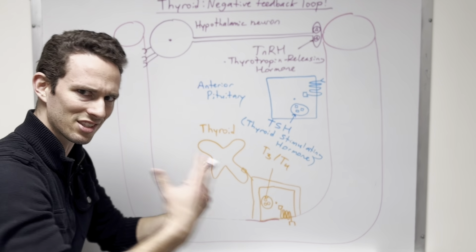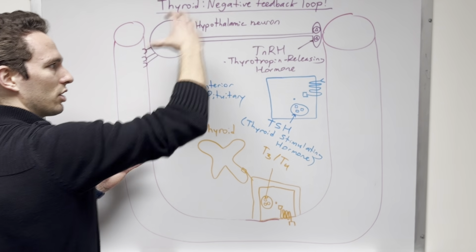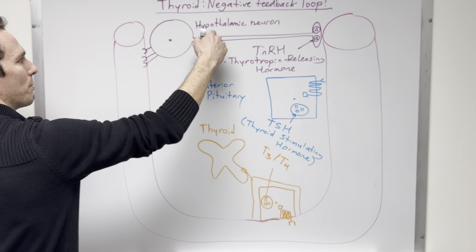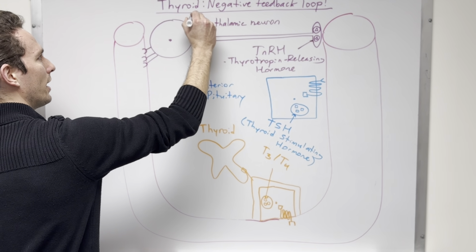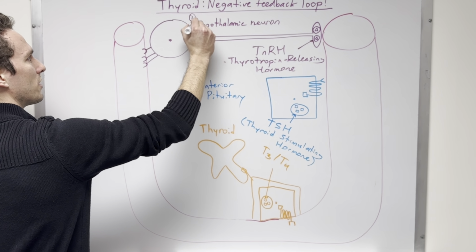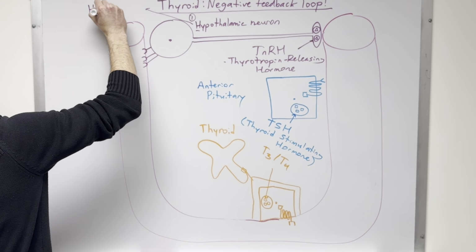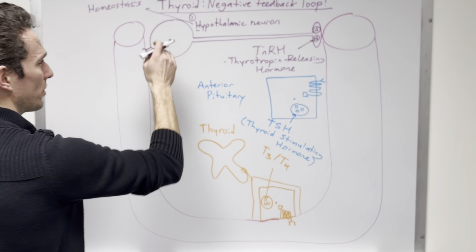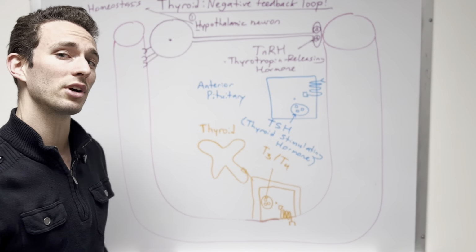And to complete the cycle, we need to have a way to control this whole process. So I want to begin first with the hypothalamic neuron. Why? Because the hypothalamus starts with an H and it deals with all overarching homeostasis. So we have to start with this neuron because he's going to kickstart the whole process.